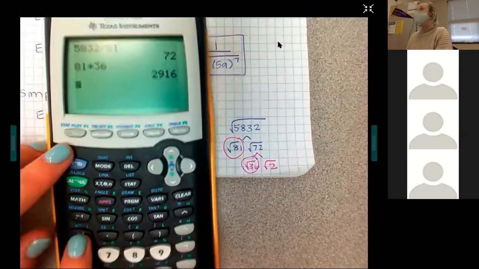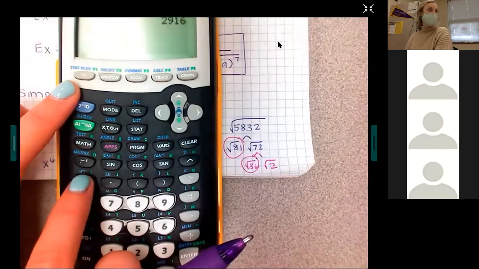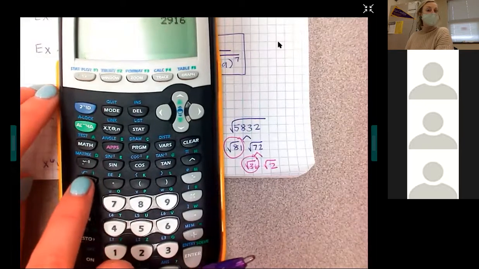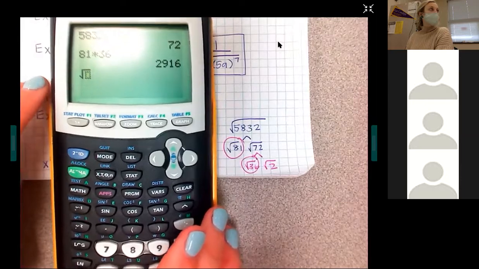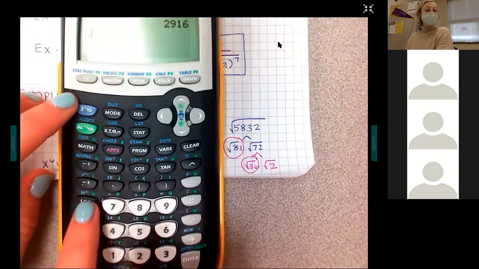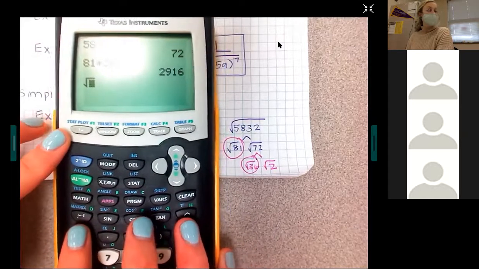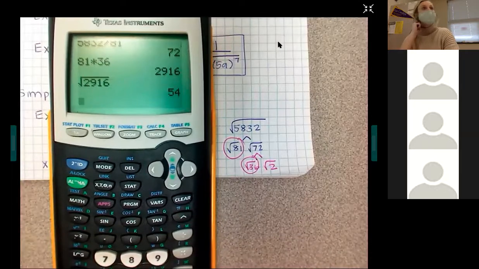Does everybody see right here above the x squared button, there's a little radical? It's in blue, so if you hit the blue button and hit that radical, it pops up with a square root. Okay? And if you type in 2916, that is a perfect square.